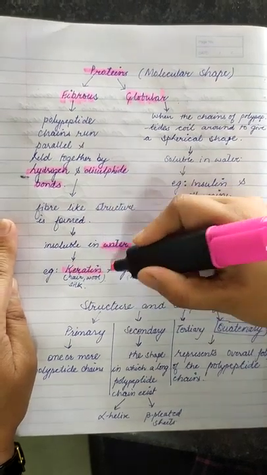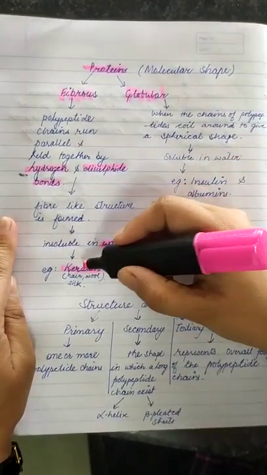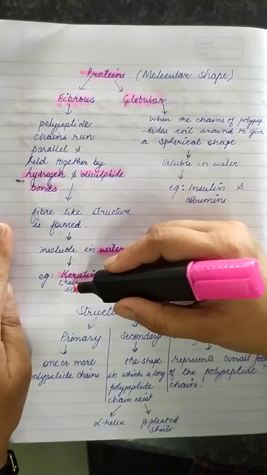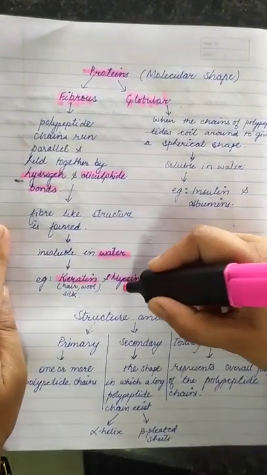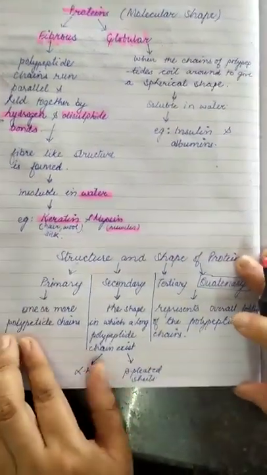Examples are keratin and myosin. Now where do you find keratin? In your hair, wool and silk. Where do you find myosin? That you find in the muscles of the body.